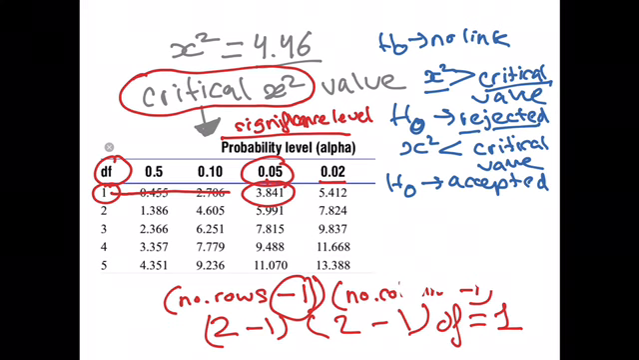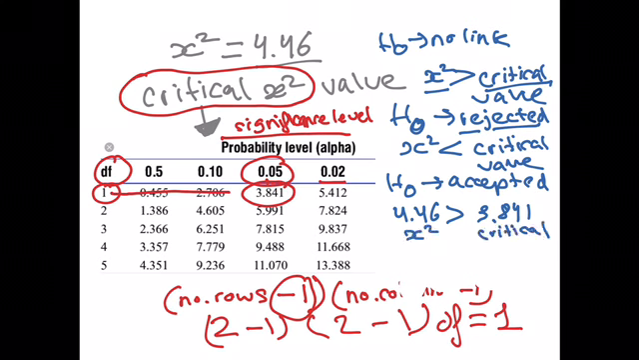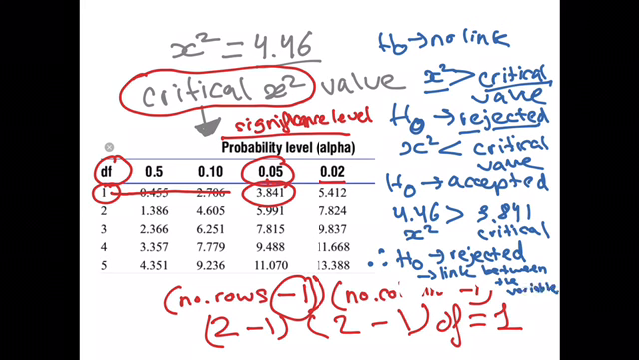Now, in our case, we have a chi-squared value of 4.46 and a critical chi-squared value of 3.841. So we know that 4.46 is greater than 3.841. So our chi-squared value is greater than the critical value. Therefore, our null hypothesis should be rejected, because there is a link between the variables. So there is a link between tall people and back problems. There's just a link between height and back problems.